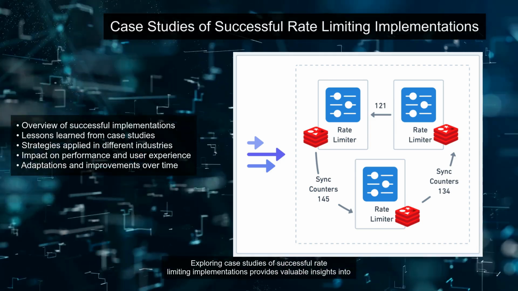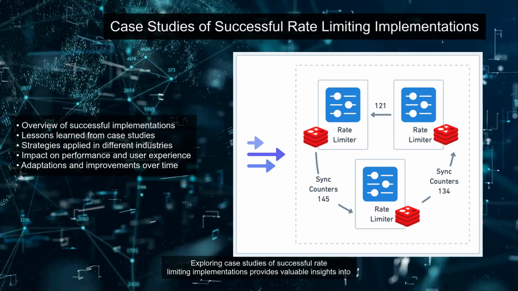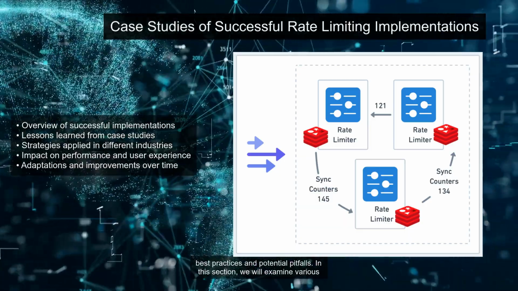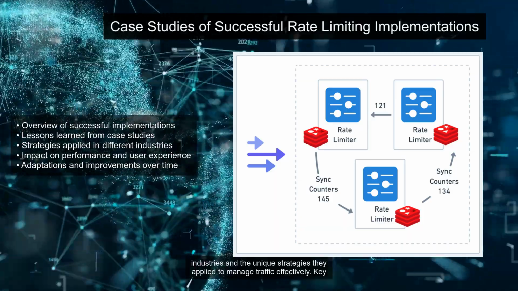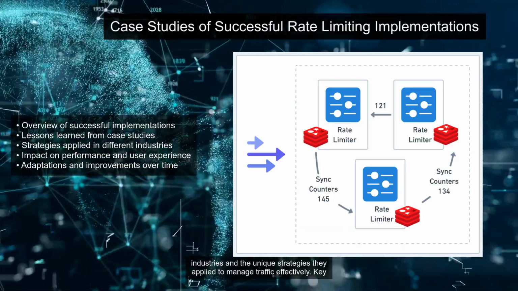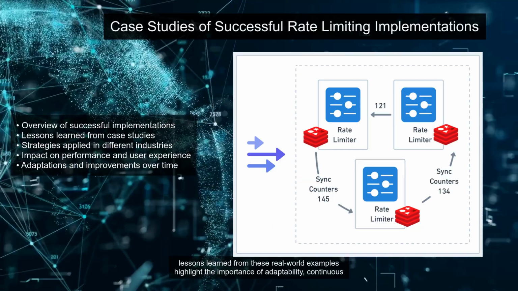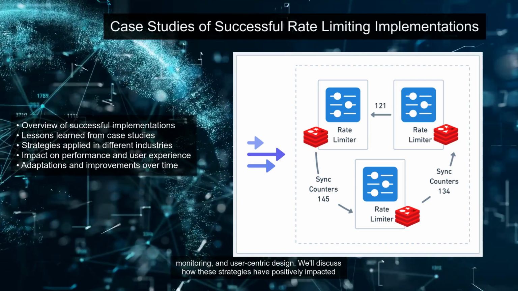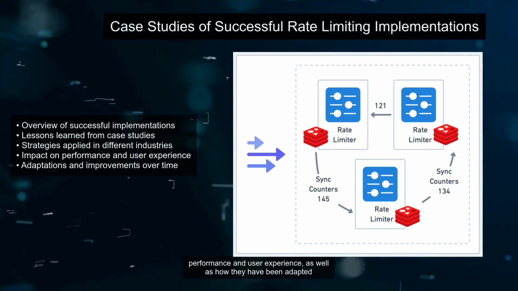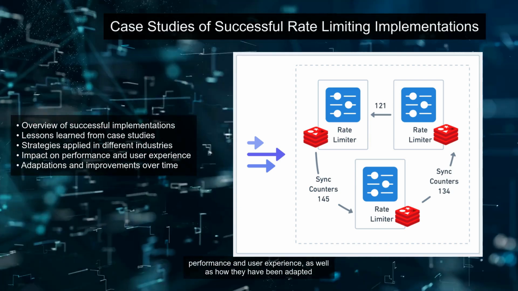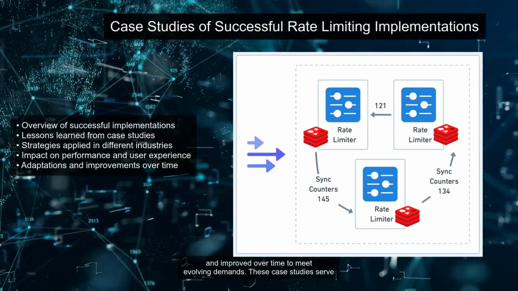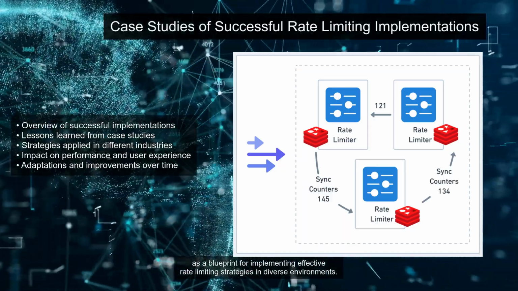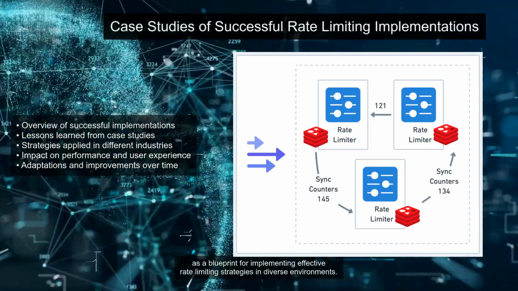Exploring case studies of successful rate limiting implementations provides valuable insights into best practices and potential pitfalls. In this section, we will examine various industries and the unique strategies they applied to manage traffic effectively. Key lessons learned from these real-world examples highlight the importance of adaptability, continuous monitoring, and user-centric design. We'll discuss how these strategies have positively impacted performance and user experience, as well as how they have been adapted and improved over time to meet evolving demands. These case studies serve as a blueprint for implementing effective rate-limiting strategies in diverse environments.